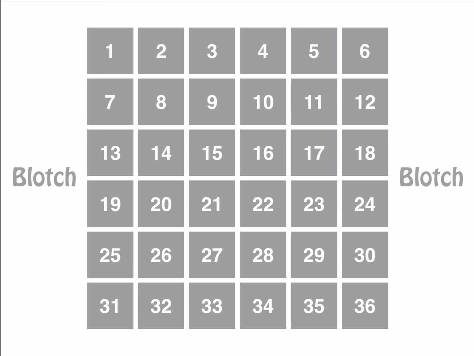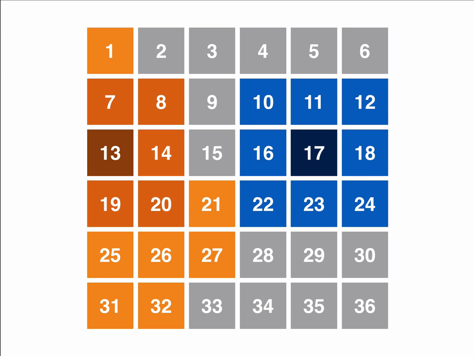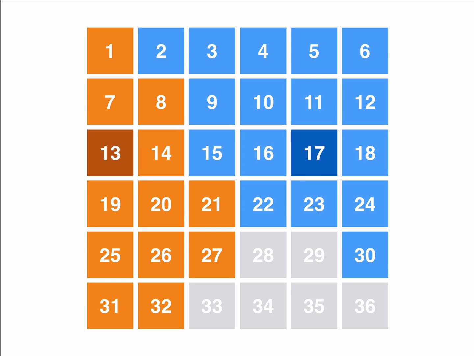Blotch is a puzzle in which we paint the canvas. Here is a 13. We're going to surround it and then make sure that there's 13 squares. That is a 13 blotch. We're also going to make a 17 blotch. We surround it and then we make sure that there's 17 squares in that shape. So there's a 13 and a 17 blotch.